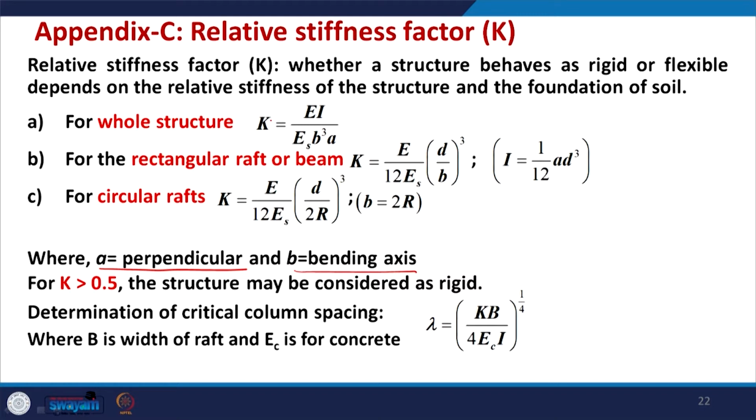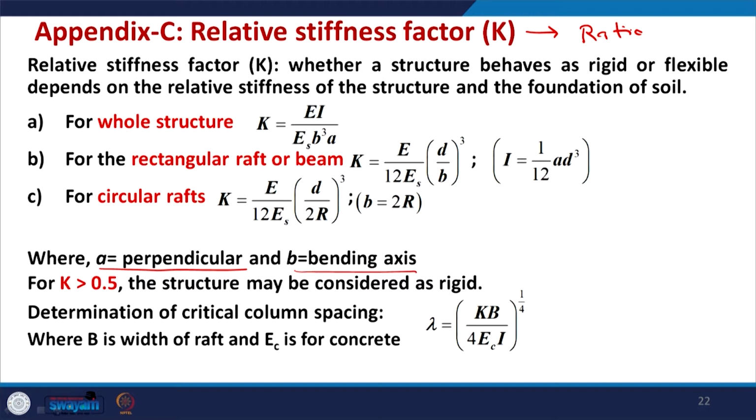Then, if you have a rectangular raft or beam, this equation can be simplified by simply assuming that the value of I is 1/12 A D cube, where D is the dimension of the structure. If you substitute this in the top equation, you get the relation that K is given by E divided by ES, D by B cube. You can see on the right-hand side that this is a ratio only. There is no dimension for K; it is dimensionless.